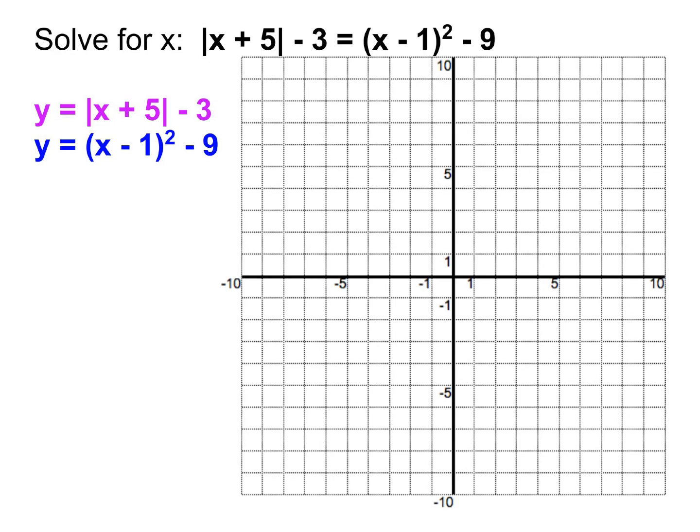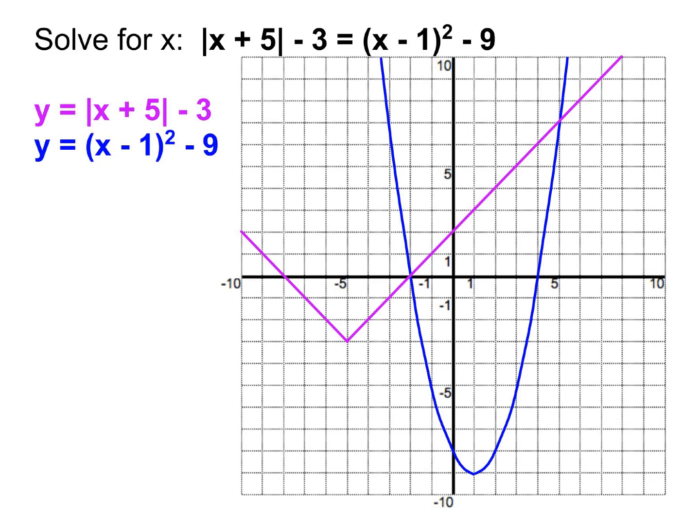Remember that in order to solve an equation like this, we basically break it up into two separate equations. The left side and the right side are both what y equals. And then we graph both of those equations on the same set of axes. Okay, great. So now having done that, we can look to see what are the solutions.